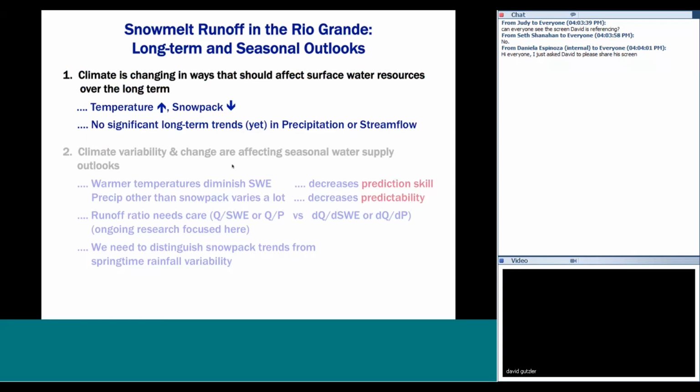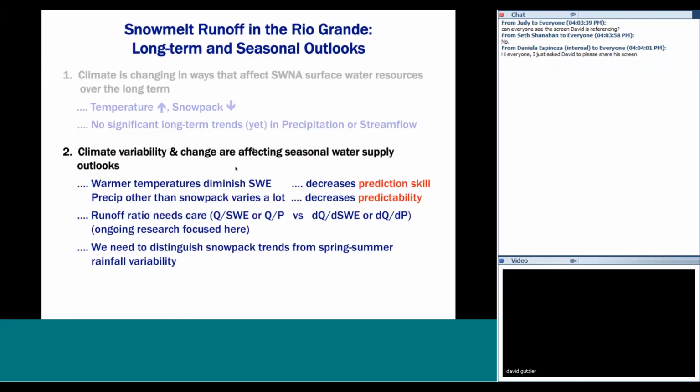I hope we've shown that climate in this region is changing in ways that really should affect surface water resources over the long term, as climate models would project. So we see temperature going up and we see snowpack going down. However, we don't see significant long-term trends yet in precipitation or stream flow.